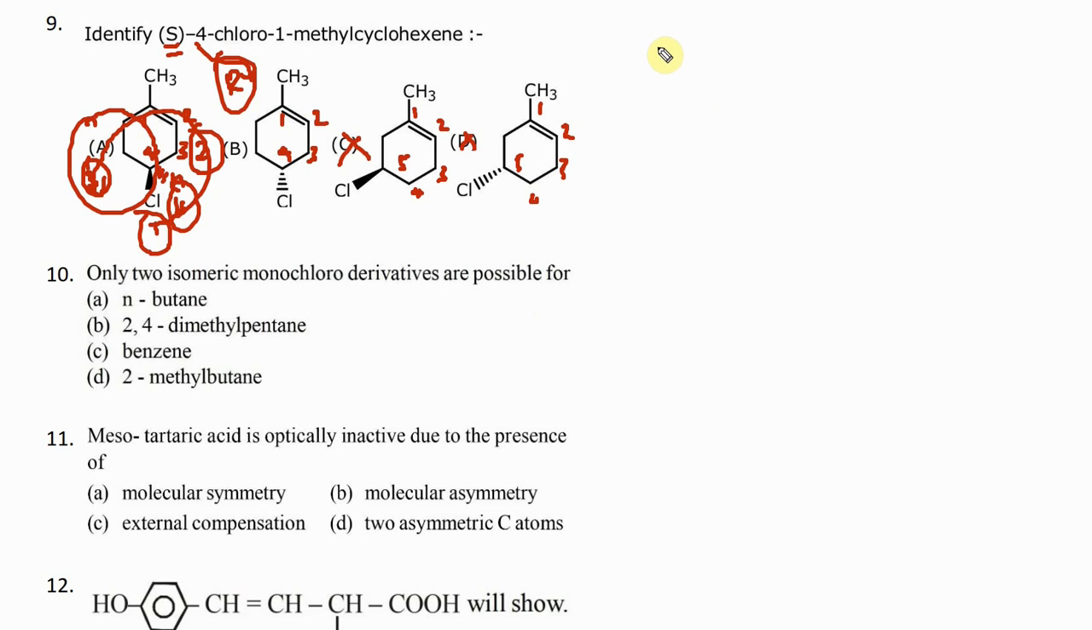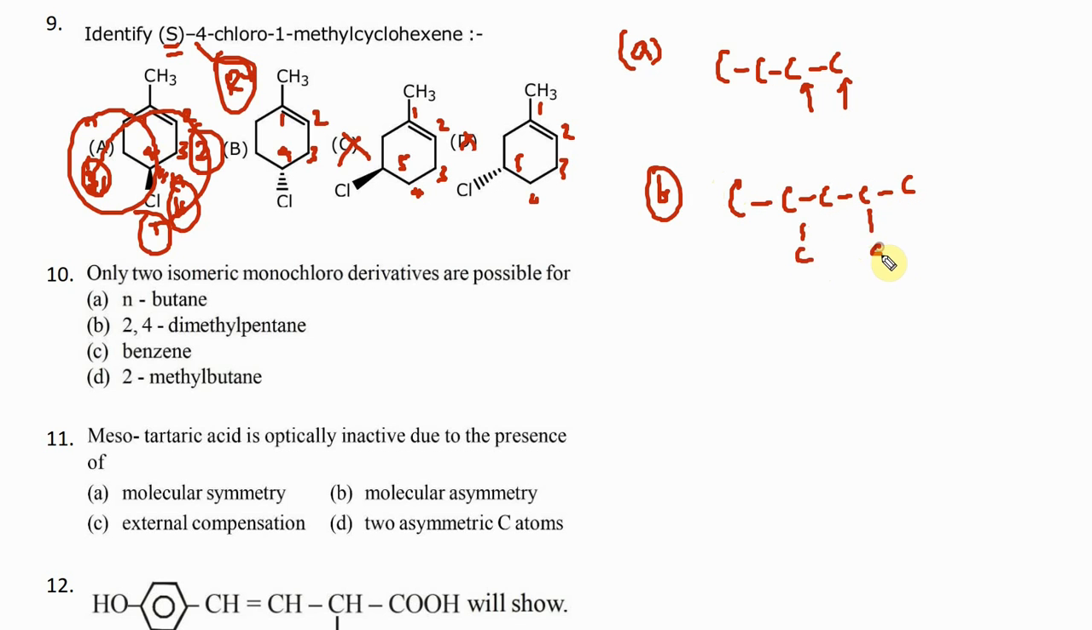Only 2 isomeric monochloride derivatives are possible for which compound? So let's do it one by one. Butane. Okay, 2 isomeric monochloride derivatives. Now can you put chlorine here? Yes, they are different. So two will come. Whether there are isomers in them, we can see later. Now first let's figure out how many of them are there.